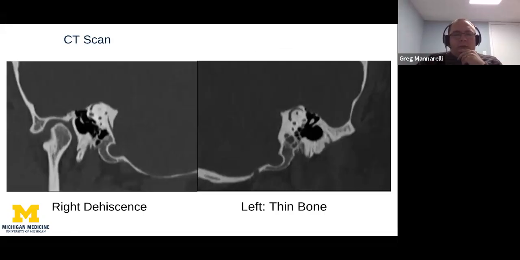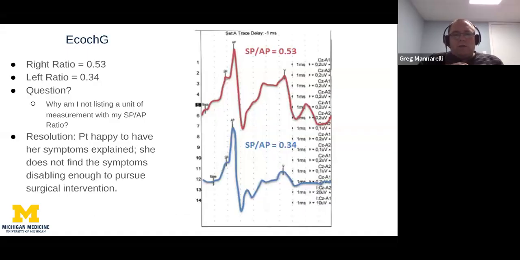And so this was her CT scan, which showed a clear semicircular canal dehiscence on the right ear and a very near dehiscence. If you look closely, there's a little bone line right there over the left. So she's nearly got bilateral disease, but a clear, more significant dehiscence on the right, which fits her other testing.